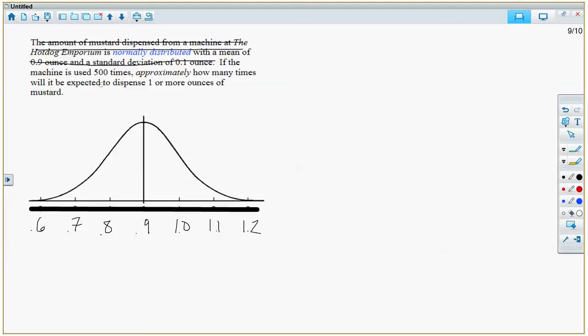If the machine is used 500 times, approximately how many times will it be expected to dispense 1 ounce or more? What is 1 ounce or more? It means anything below 1 or anything above 1? So I'm going to take my handy dandy highlighter. And there's 1 ounce. I want to know what that probability is right there.